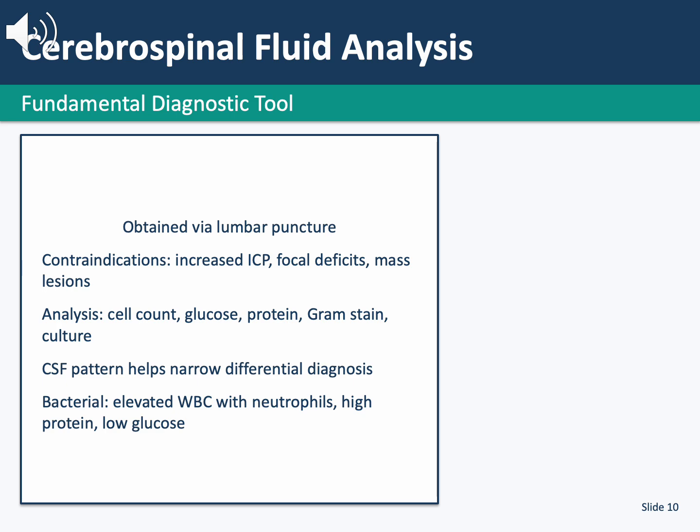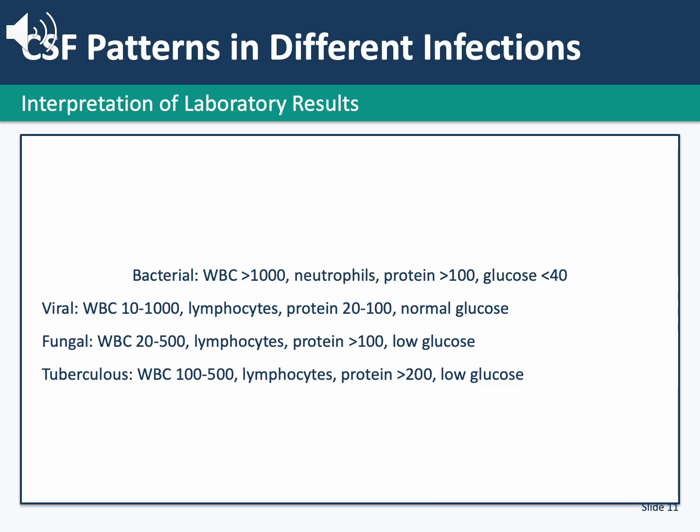The pattern of CSF abnormalities can help narrow the differential diagnosis. Bacterial meningitis typically shows elevated white blood cell count with predominance of neutrophils, elevated protein, and low glucose. Viral meningitis typically shows elevated white blood cell count with predominance of lymphocytes, normal or mildly elevated protein, and normal glucose. The CSF profile can help differentiate between bacterial, viral, and fungal infections.